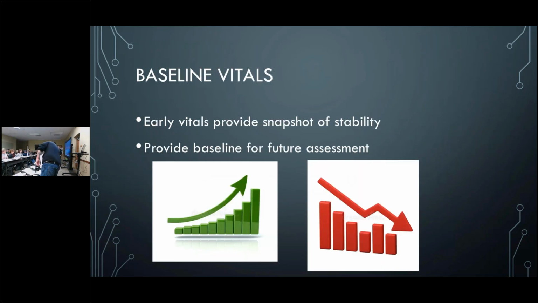Our baseline vitals are used as an initial thing. We've said this multiple times, so make sure you're getting that initial set of baseline vitals. If there's anything stopping you from that initial baseline vitals, try to get them as soon as you can, but try to obtain them within 5 to 10 minutes of your first initial patient contact.